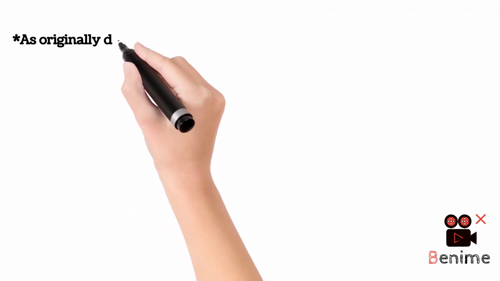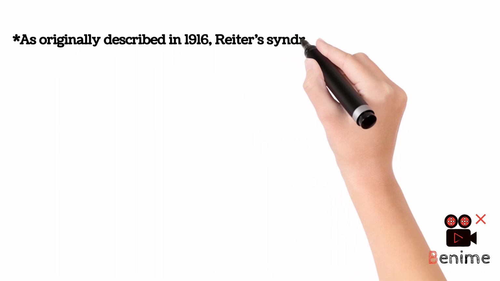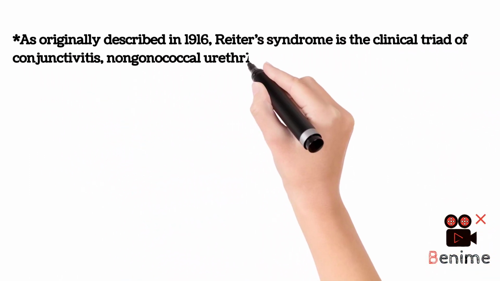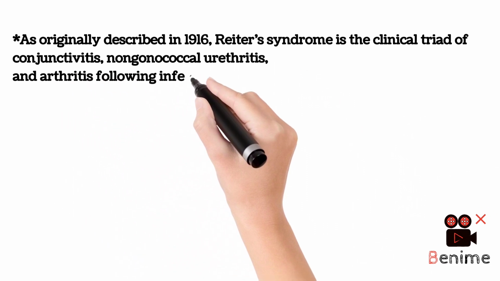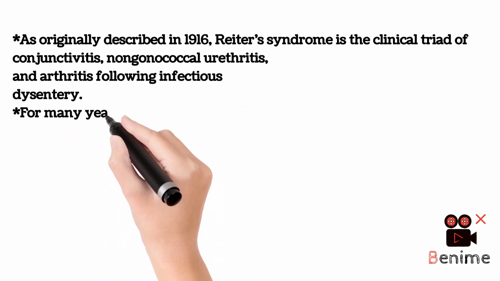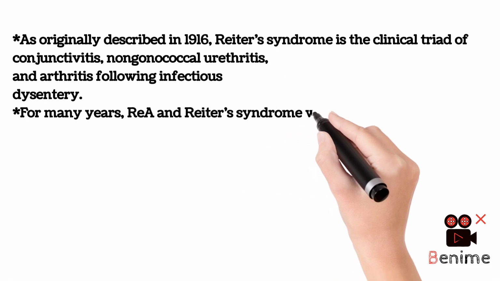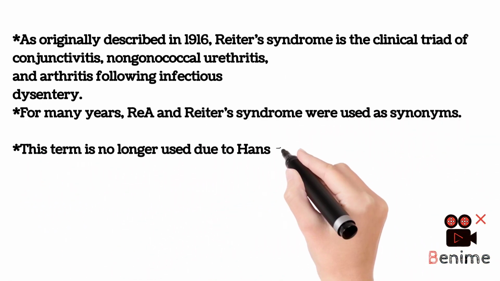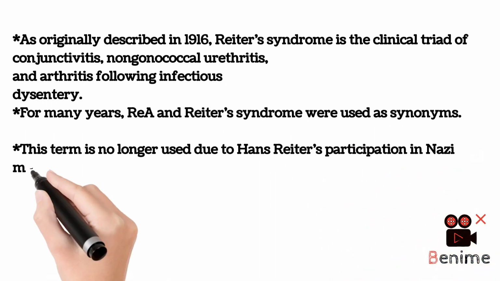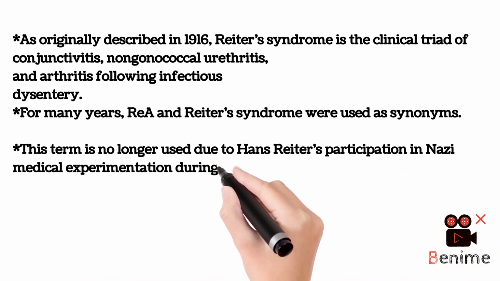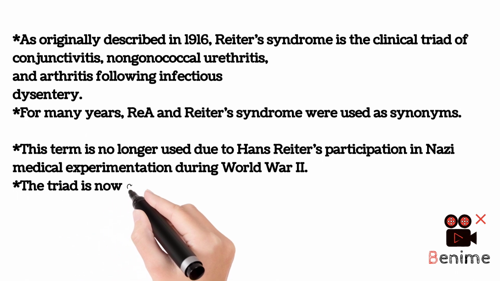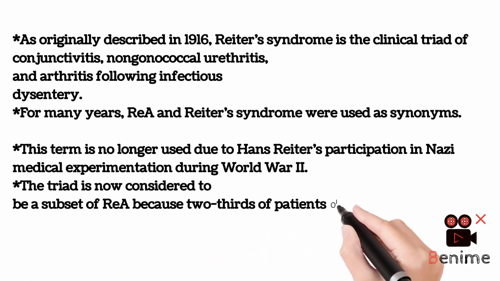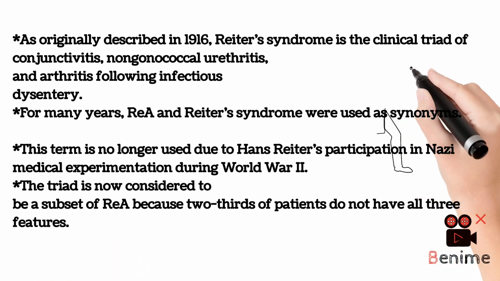As originally described in 1916, Reiter's syndrome is the clinical triad of conjunctivitis, non-gonococcal urethritis, and arthritis following infectious dysentery. For many years, reactive arthritis and Reiter's syndrome were used as synonyms. This term is no longer used due to Hans Reiter's participation in Nazi medical experimentation during World War II. The triad is now considered to be a subset of reactive arthritis because 2/3 of patients do not have all three features.